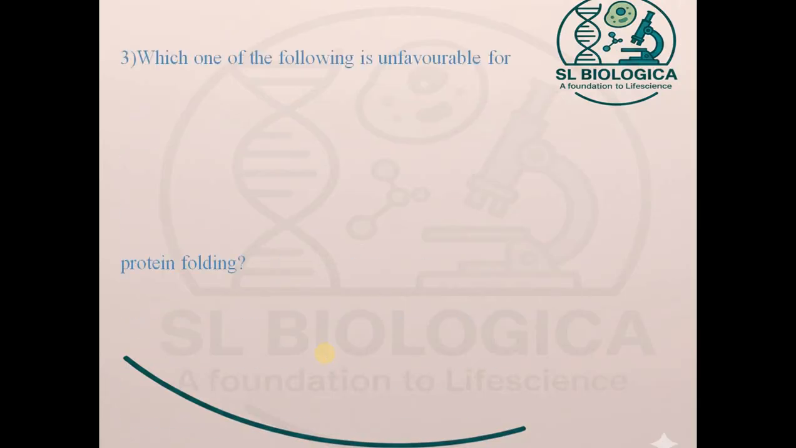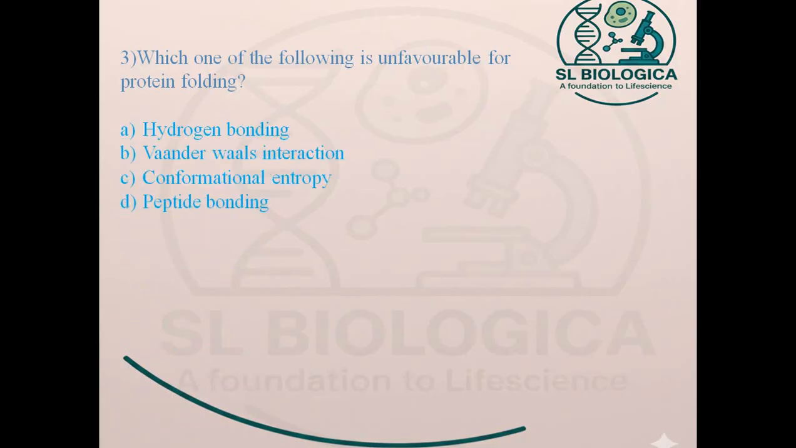The next question: which one of the following is unfavorable for protein folding? Options: A, hydrogen bonding; B, van der Waals interaction; C, conformational entropy; D, peptide bonding. So here we have to find out the unfavorable thing for protein folding. We know that for protein folding, we need different types of bonding.